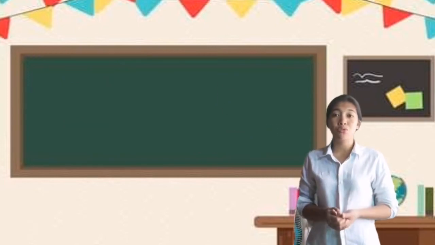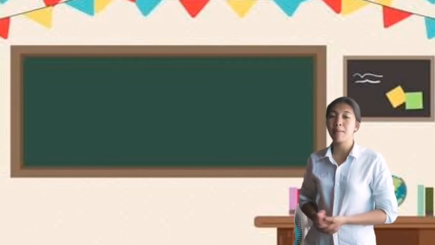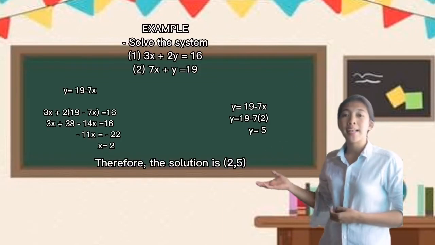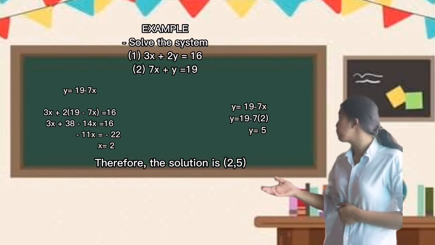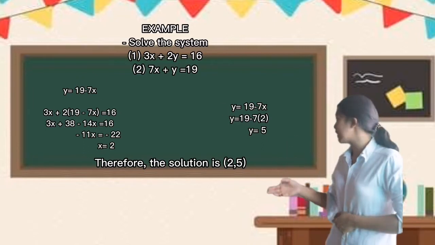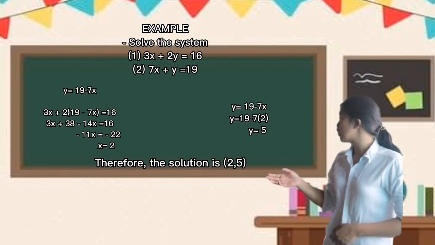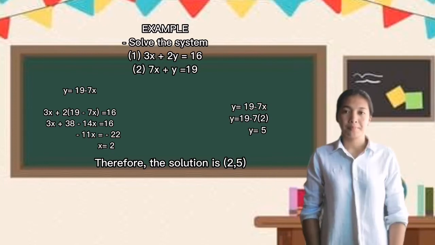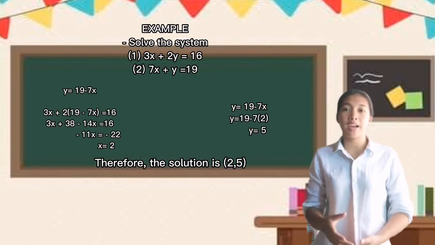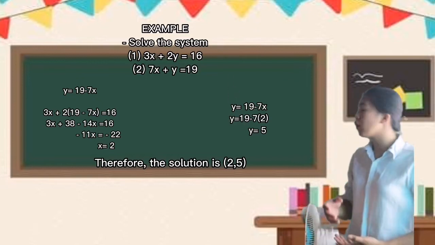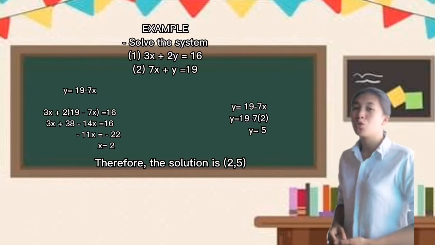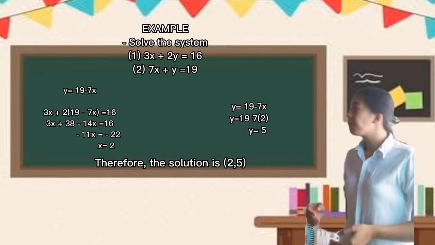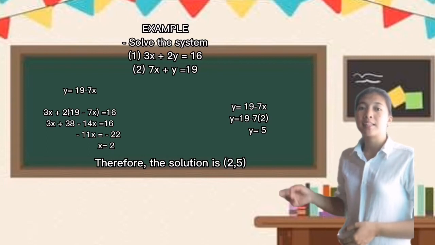Now, let's move on to the next example. This is an example of linear equations 1 and 2, just like the same example. We have 3x plus 2y is equal to 16. The second equation is 7x plus y is equal to 19. The first step, we need to find the expression of y. So, we need to transpose 7x to the right side. So it becomes y is equal to 19 minus 7x.